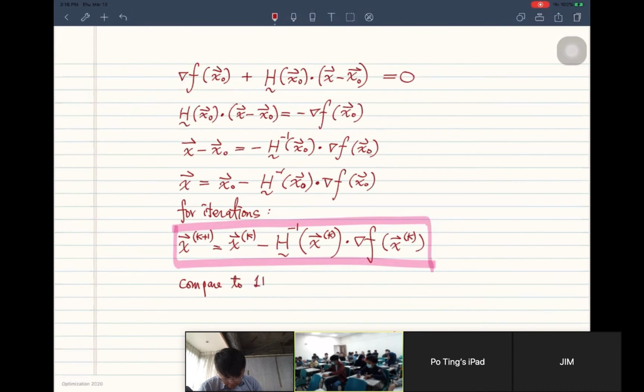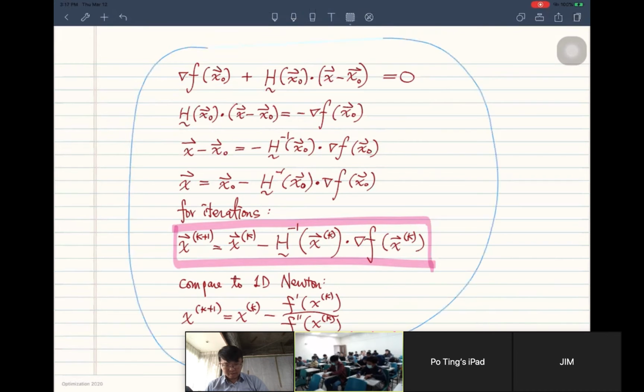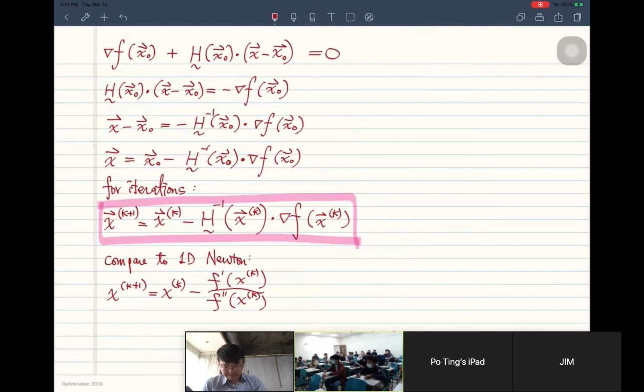Let's compare to 1D Newton. We have x_{k+1} equals to x_k minus f prime of x_k over f double prime of x_k. This is the 1D Newton. So what's the difference? The difference is right here. Because in matrix form, you cannot put a matrix at the bottom. You cannot just divide by the matrix, right? So in matrix, when you do dividing, you do an inverse. This is trying to help you to memorize this.